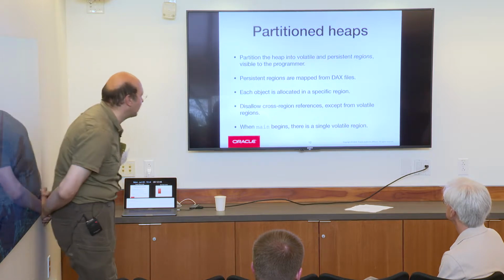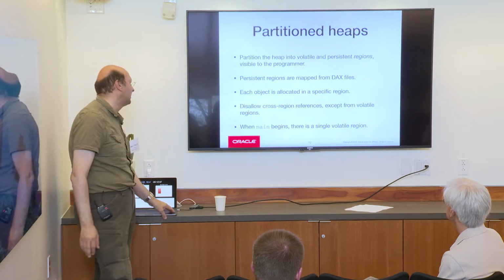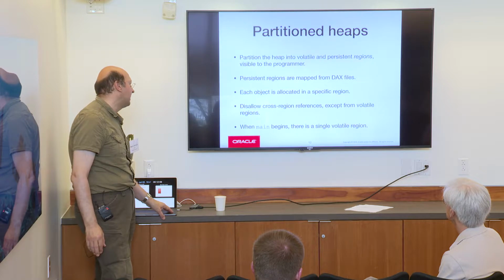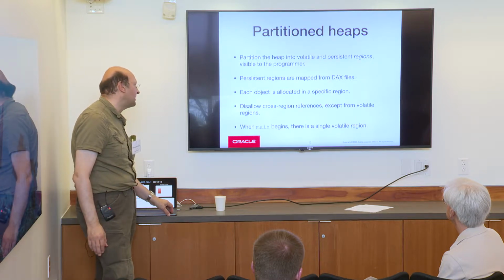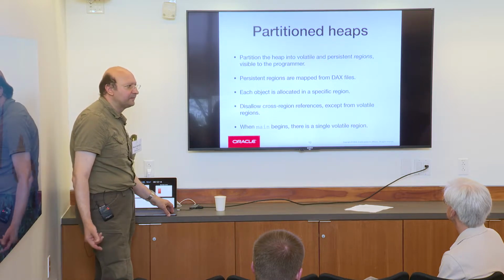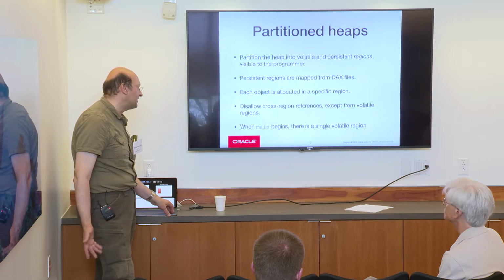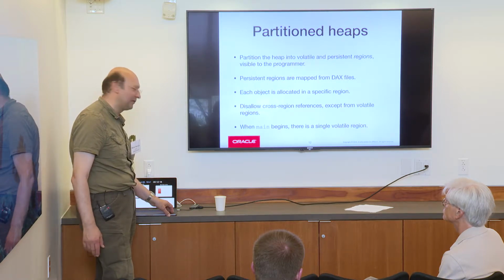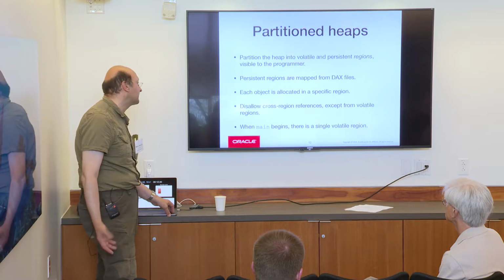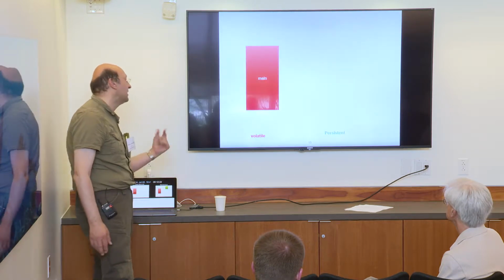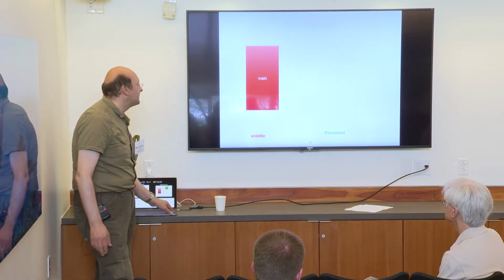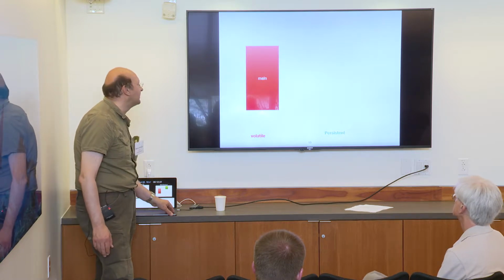We disallow cross-region references, except from volatile regions, to maintain that hard partitioning. And when the program begins, a Java program begins as a single volatile region in the same way that there is at the moment. So that's completely compatible. So more graphically, we start off with a volatile region for the main program.